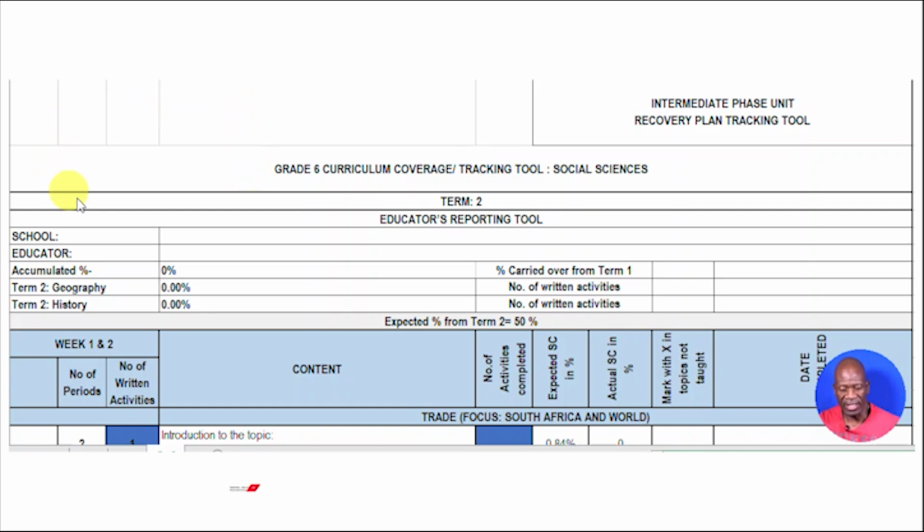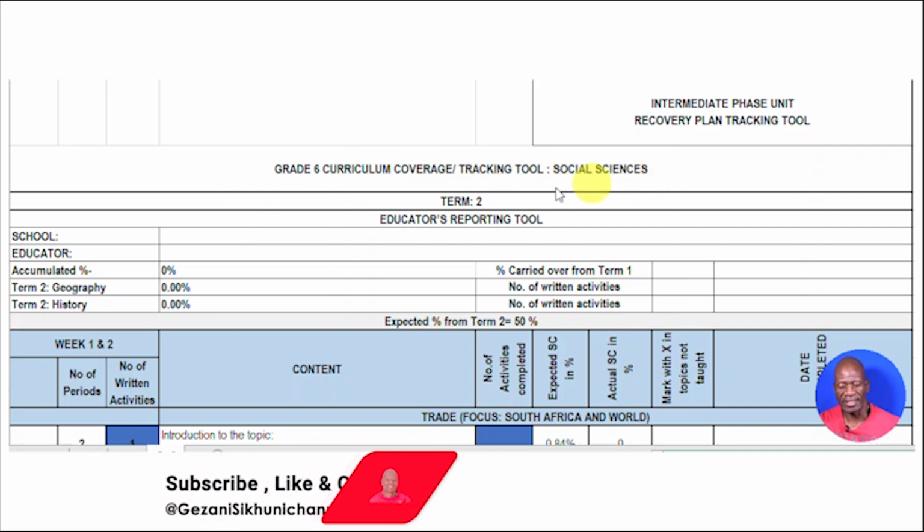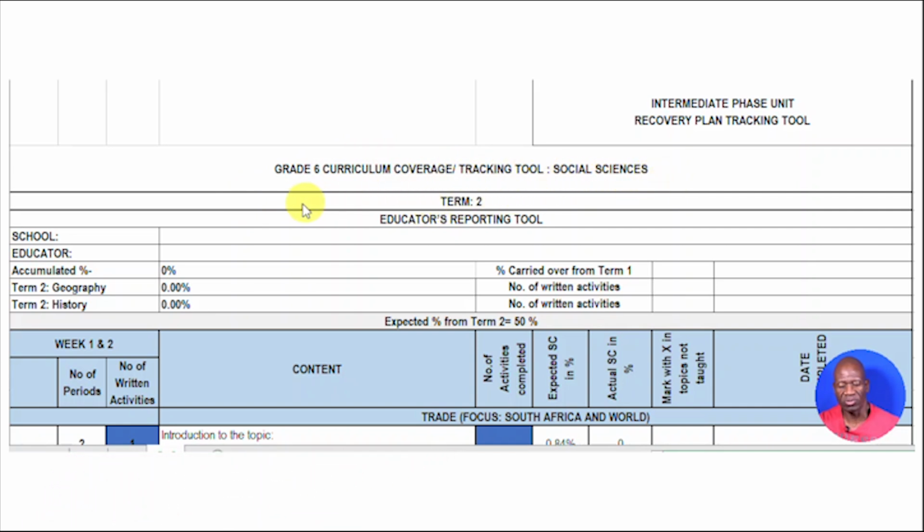When we look at the tool, you can see that it is for the intermediate phase. The grade is grade 6, social sciences. This is the tracking tool to check on the amount of content or syllabi coverage that the teacher has covered in the classroom. Right there you'll have the name of the school and the educator.